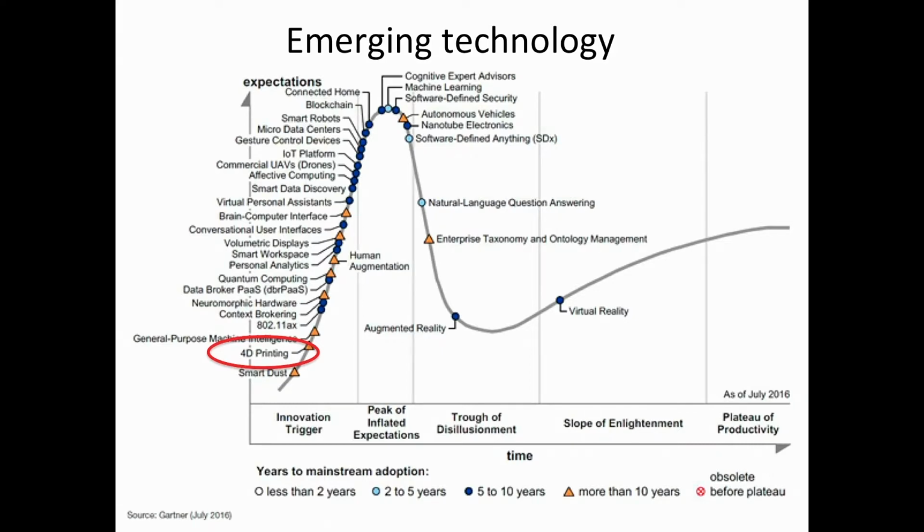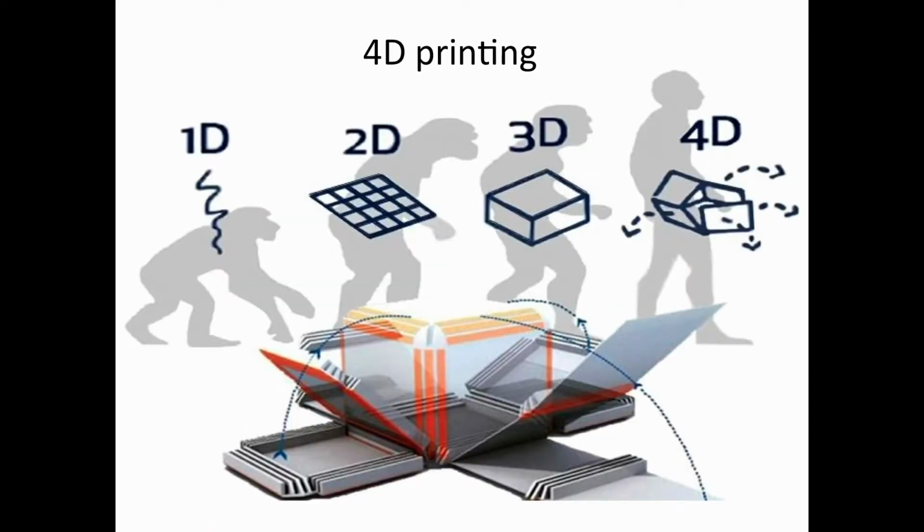Which is the new technology in printing? It's 4D printing. 4D printing is the new technology, where the fourth dimension is transformation with time. It is a new technology based on materials that transform their shape under the influence of external stimuli like temperature, light, or other environmental stimuli.